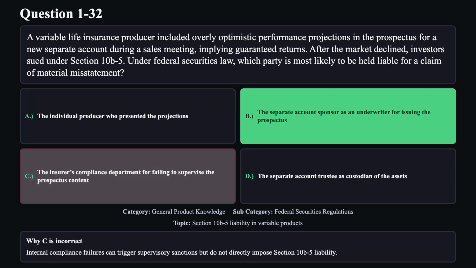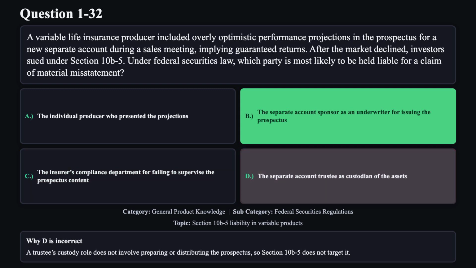Reason C is not correct. Internal compliance failures can trigger supervisory sanctions but do not directly impose Section 10b-5 liability. Reason D is not correct. A trustee's custody role does not involve preparing or distributing the prospectus, so Section 10b-5 does not target it.